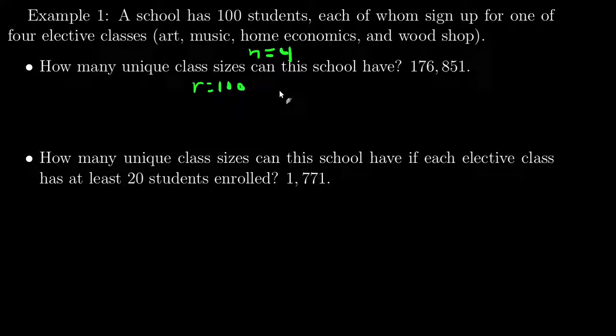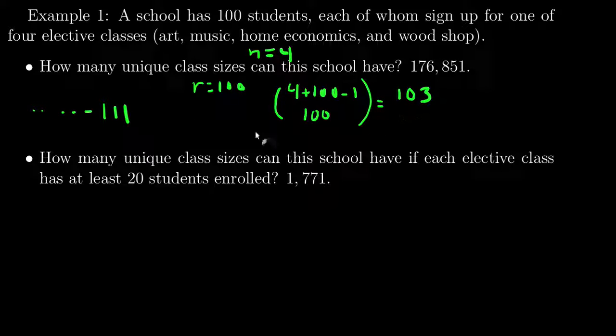Then I follow through the formula, so I do 4 plus 100 minus 1 choose 100. Again, what happens here is we have 100 students. I need to split them into 4 groups, which means I need 3 dividers. So I have 103 objects, and I need to choose the location of the 100 students.